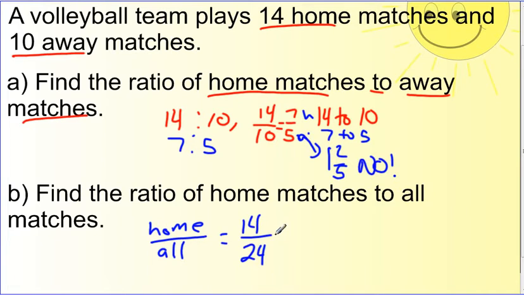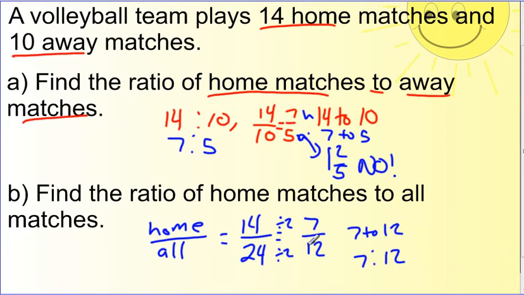Let's simplify this first, and then we'll write the ratio the other way. So 14 over 24, top and bottom can be divided by 2. That gives us 7 over 12. And that is in simplest form, so there's one way. We have 7 to 12 this way, 7 to 12 that way. All right. So we can write our ratio all three ways.